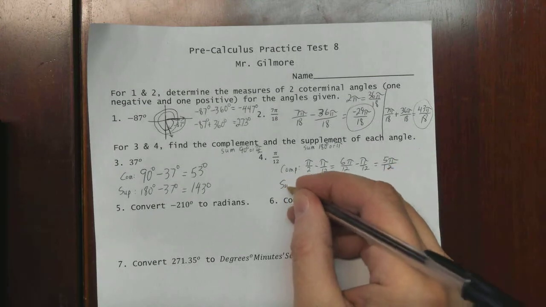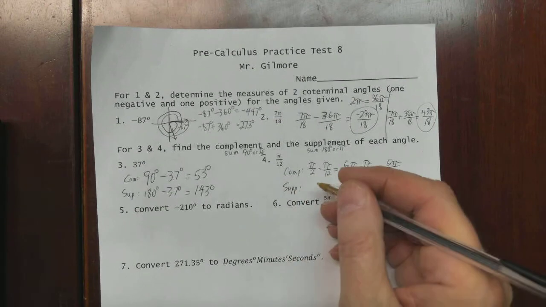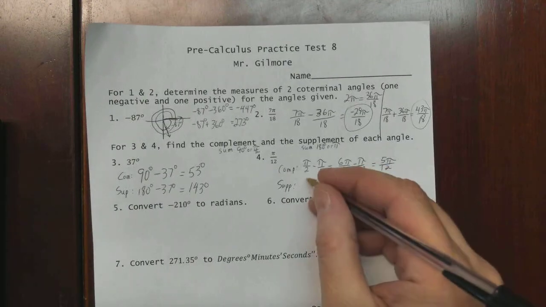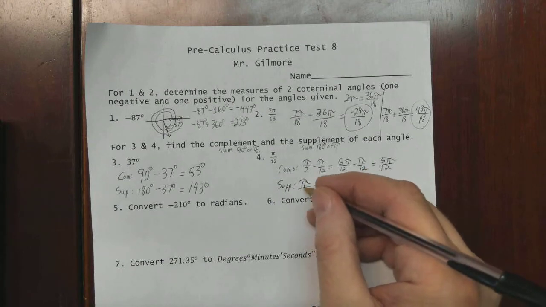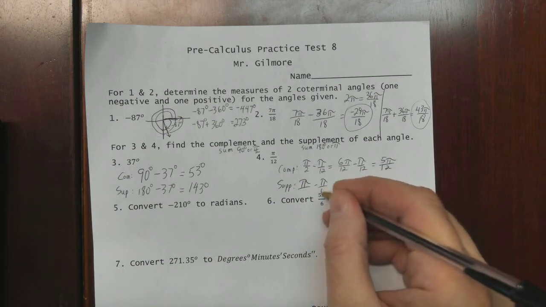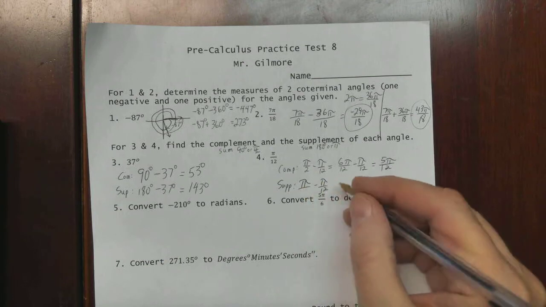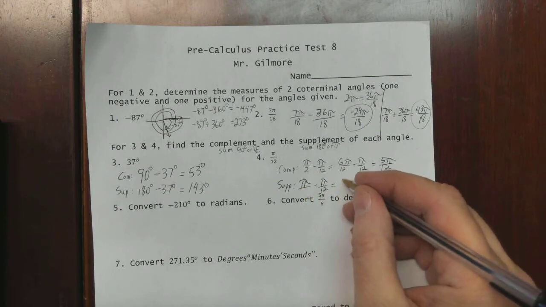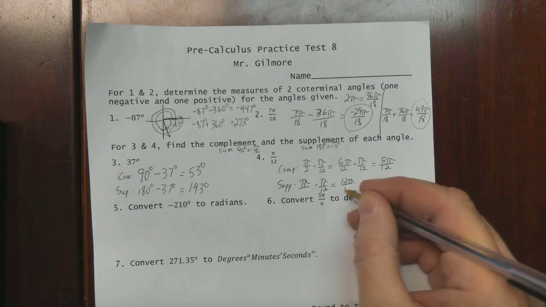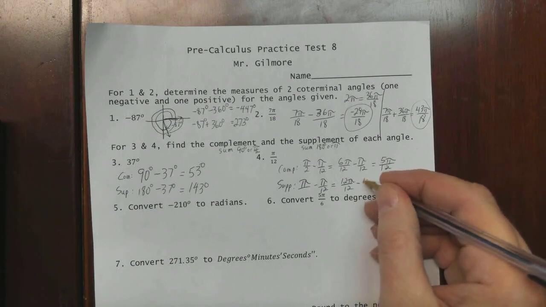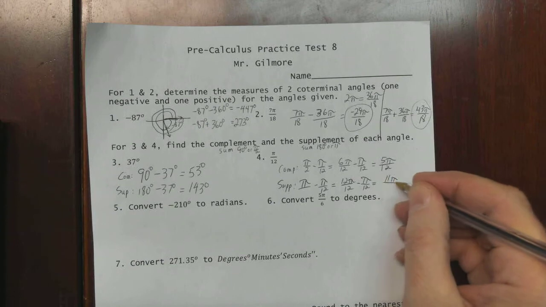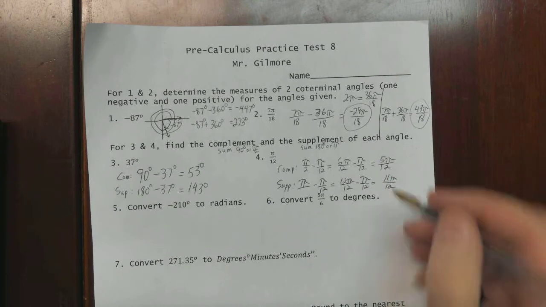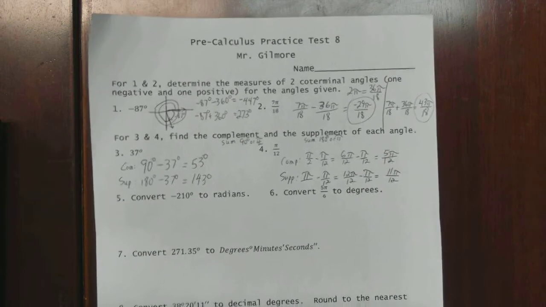And for the supplement, I'm going to take pi minus pi over 12. I didn't mean to write that fraction bar. And that is, pi is 12 pi over 12 minus 1 pi over 12, and that gives me 11 pi over 12. Okay.